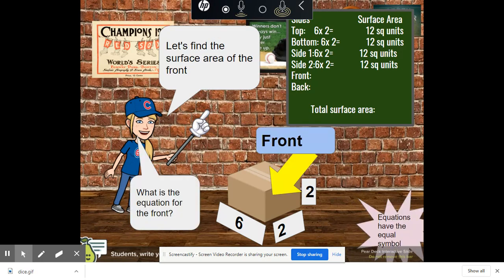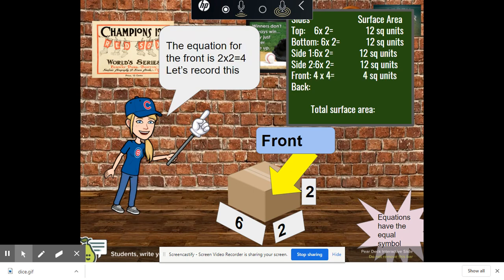All right, let's solve for the surface area of the front. What do you think the equation is for the front? Remember, equations have the equal symbol. The equation for the front is 2 times 2 equals 4. Let's record this.